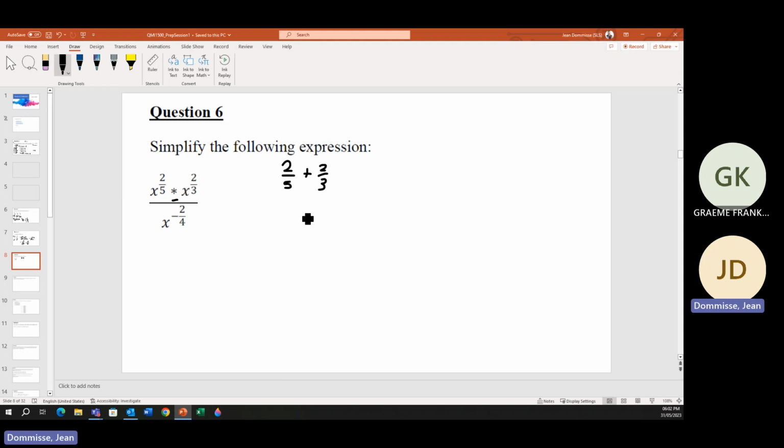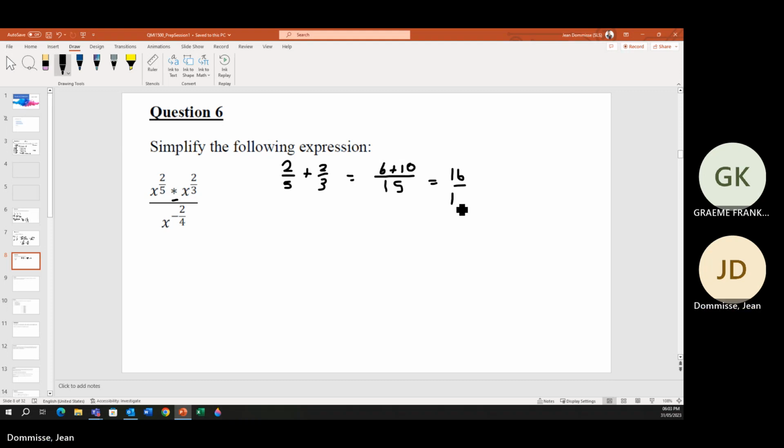add that up. And the easiest way to add that up is actually to make your common denominator 15. So to get from 5 to 15, we needed to multiply by 3. So at the top, 2 times 3 will be 6. To get from 3 to 15, I needed to multiply by 5. So to get from 2, I need to multiply by 5, so I get 10. So this is actually 16 over 15.